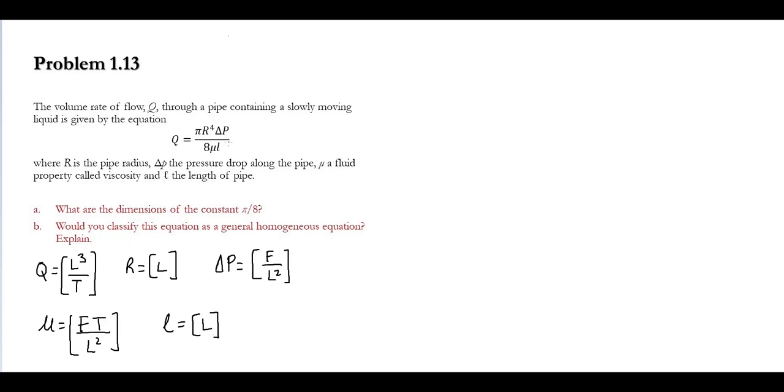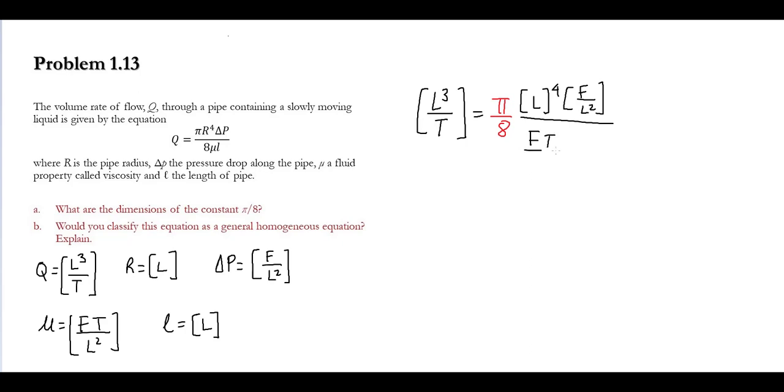And we're going to substitute all of this into the main equation and prove that pi over 8 does not have any dimensions. So we start with Q. Q is length to the third divided by T. We're going to write it for pi over 8, right? So that's the constant that we're looking for. R is going to be length to the fourth. Then we've got pressure, which is going to be force over length squared. We're going to divide by mu. Mu is equal to force times time over length squared. And lastly, we have length.